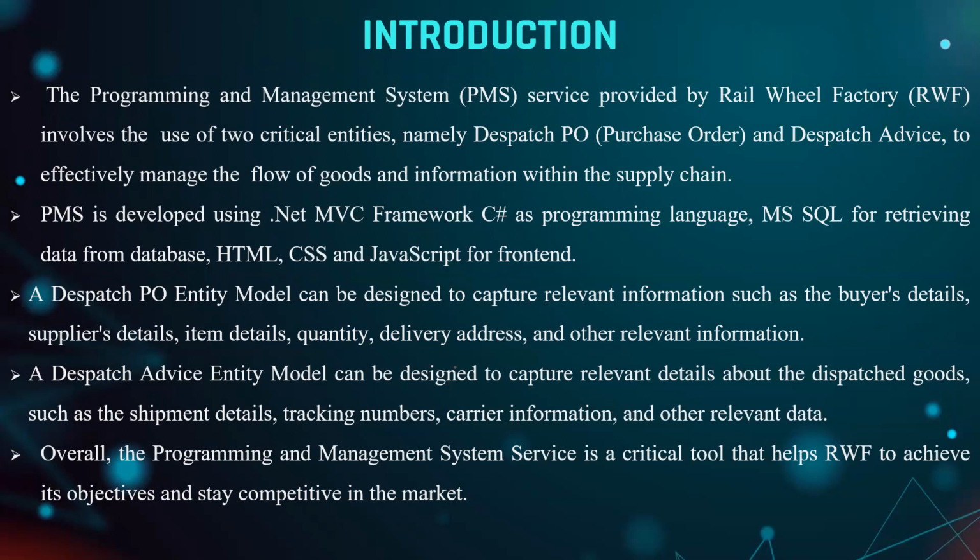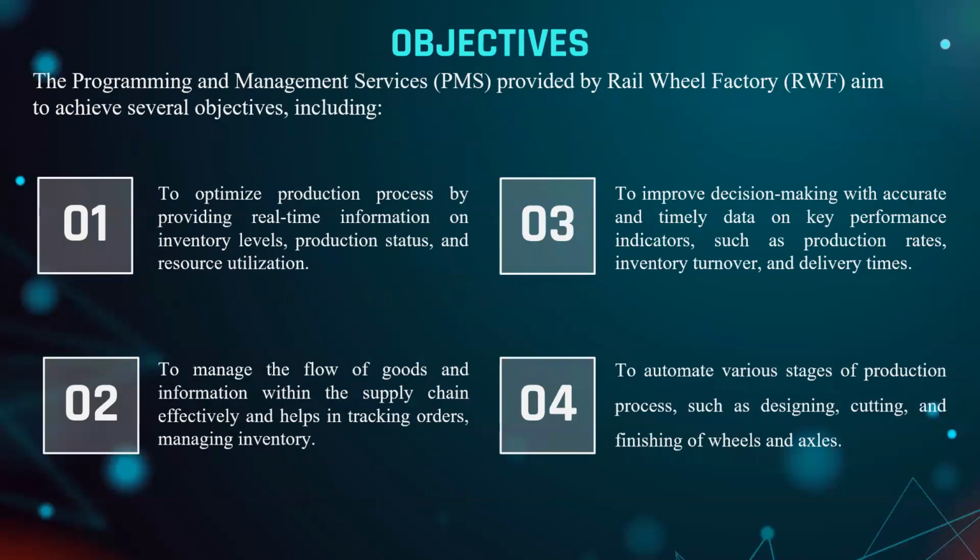A dispatch PO entity model can be designed to capture relevant information such as the buyer's details, supplier's details, item details, quantity, delivery address, and other relevant information. A dispatch advice entity model can be designed to capture relevant details about the dispatched goods, such as the shipment details, tracking numbers, carrier information, and other relevant data. Overall, the Programming and Management System Service is a critical tool that helps RWF to achieve its objectives and stay competitive in the market. Next, we have objectives.